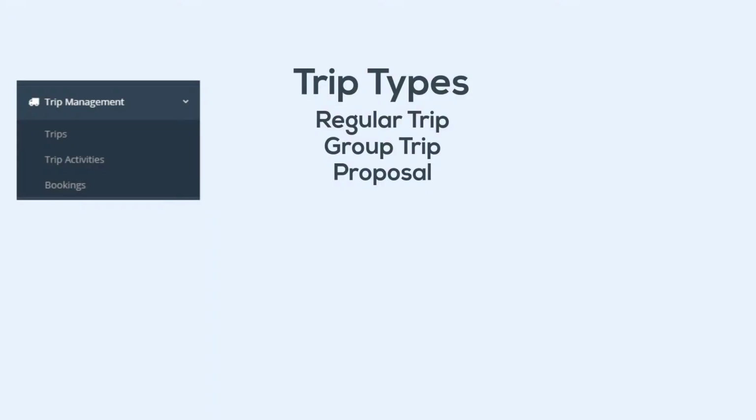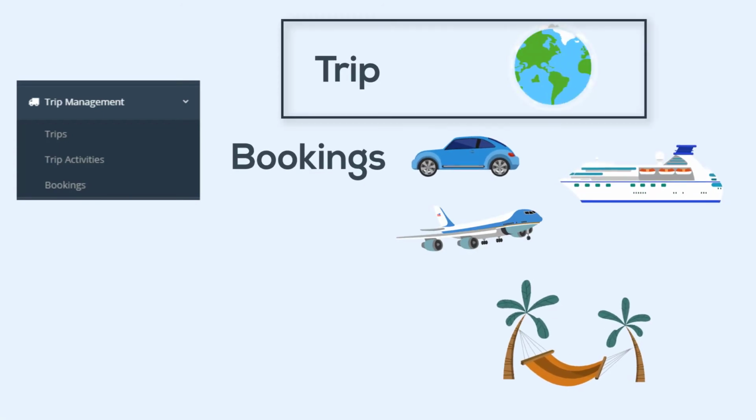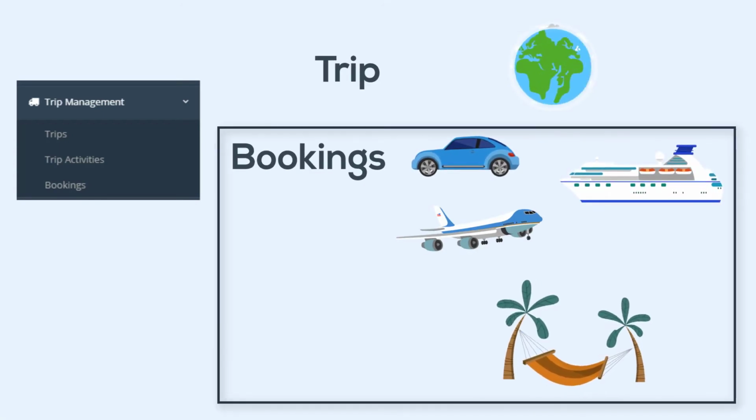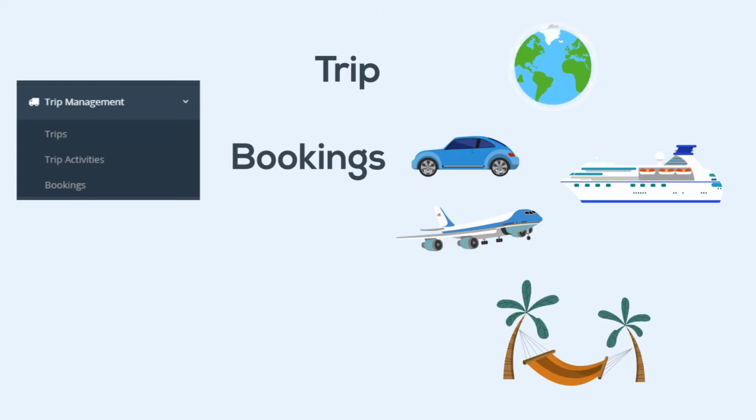Next, we'll look at trips, which you can find under the Trip Management menu. There are three types of trips in tests: a regular trip, a group trip, and a proposal. Trips in tests may be a little different than in other systems that you've used. In tests, you'll always start with a trip, then add one or more bookings to that trip. You may have one booking that covers multiple itinerary items, or several bookings to cover those items. And you'll find additional training videos going into detail on how to set up and manage trips.